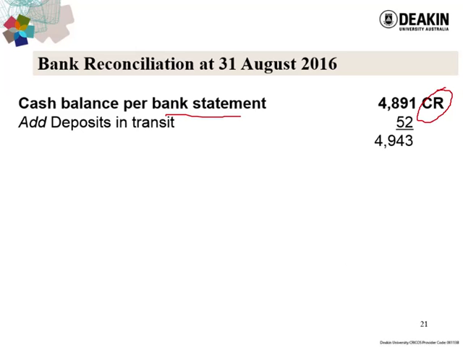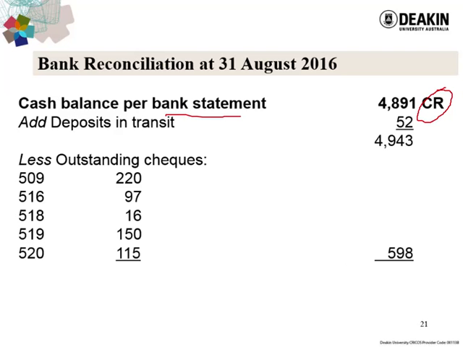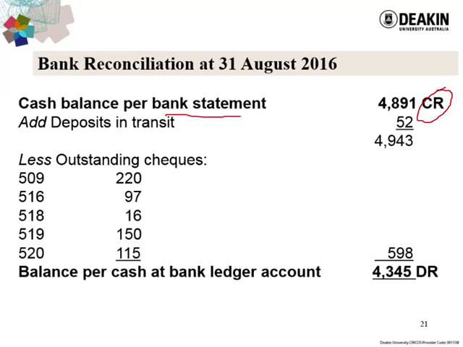We add deposit in transit $52 and we deduct all outstanding checks that we have previously identified. That is a total of 598, and this will give us a debit balance per cash at bank account 4345. So this figure is the same compared to the previous slide. So you have two consistent figures and consistent debit balance here. That means you have successfully conducted the bank reconciliation.